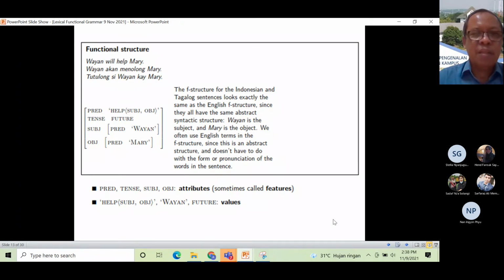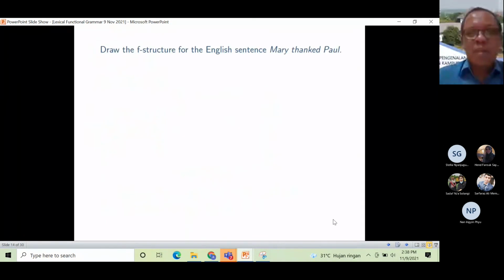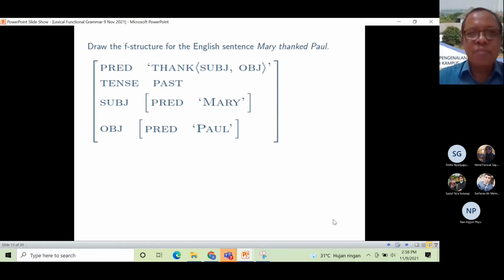Look, help needs two arguments, subject and object. So the functional structure is like universal. But the constituent structure can be different because it depends on the syntactic system of the language, because it relates to word order, it relates to phrases, and so on. For example, if I have to draw Mary thanked Paul, maybe you will have it like this from the F structure. Thank needs subject and object, the tense is past, the subject is Mary, and the object is Paul.